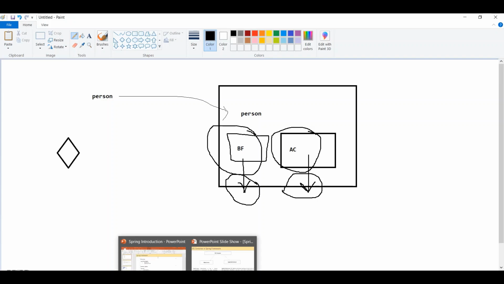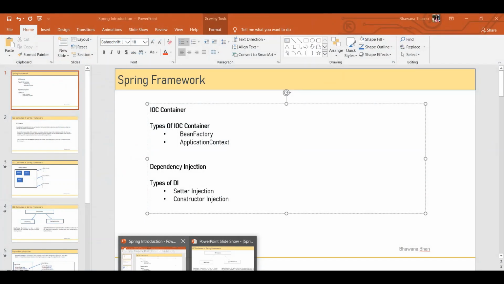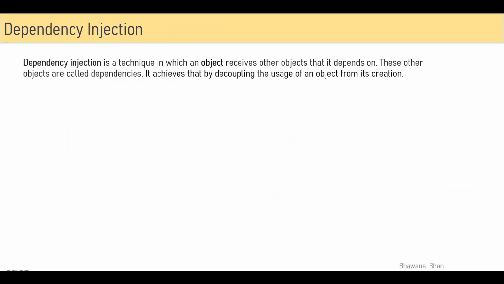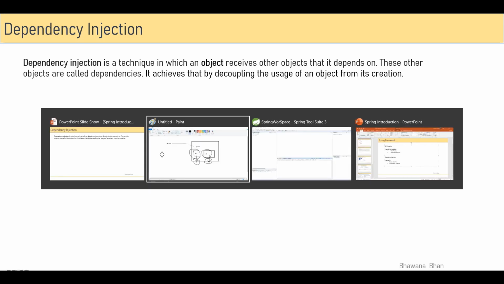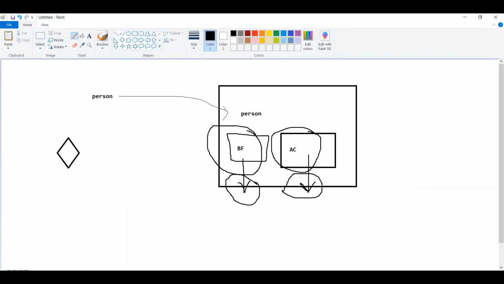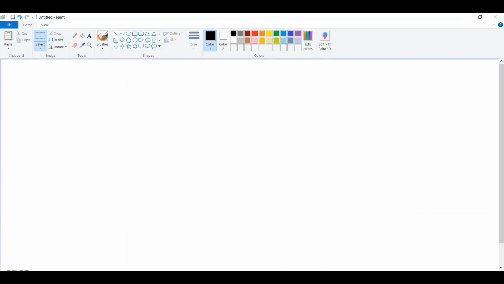Now what is the IOC container going to provide us? This IOC container helps us do the dependency injection. Okay, the another concept is dependency injection. What is this dependency injection? Let's go back to this diagram. Okay, I will go over here. So let us see, what do you mean by dependency injection?